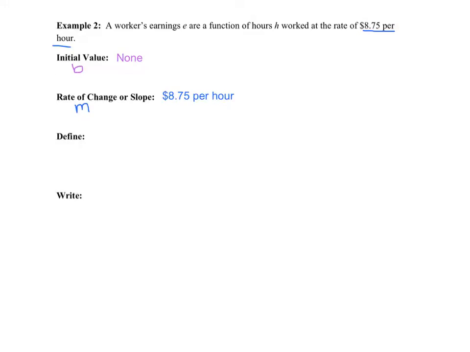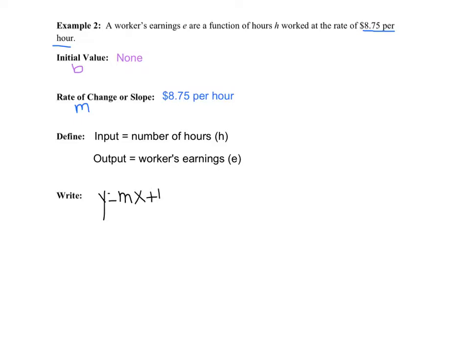Next, you want to define what's our input, what's our output. Well, our input in this problem is the number of hours he works. Your H. So your input is the number of hours the worker works. That's your H. However many hours is going to change his output, which is the worker's earnings, your E. So your output is your worker's earnings. That's your E value. So now we want to write this and put this all together. We're going to use our slope-intercept form, y equals mx plus b.